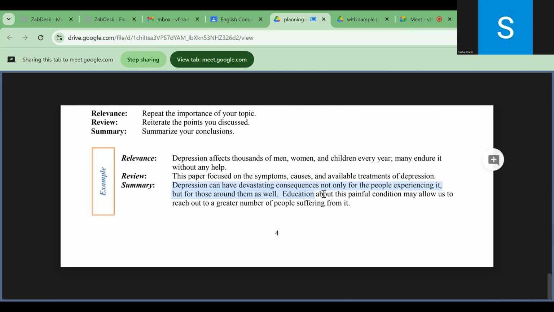Depression can have devastating consequences not only on the people experiencing it, but on those around them as well. Education about this painful condition may allow us to reach out to a greater number of people suffering from it.